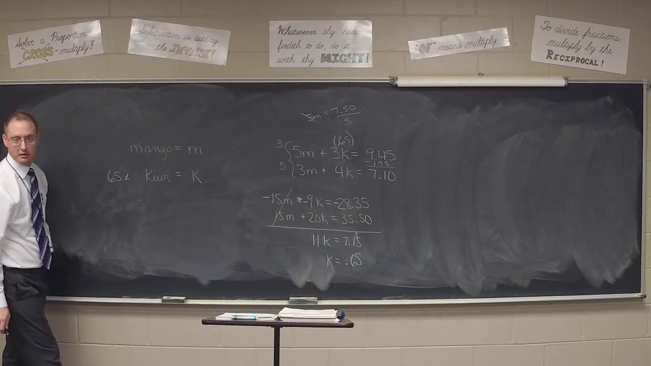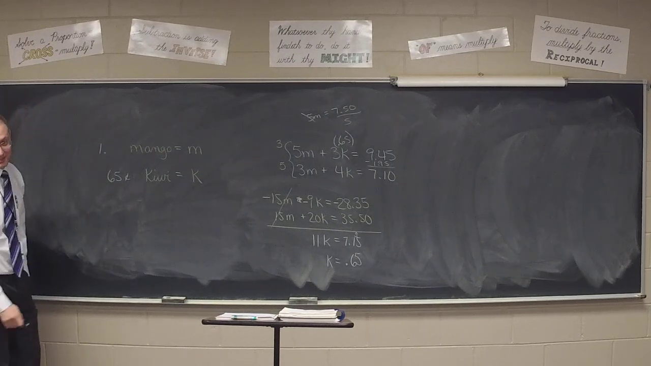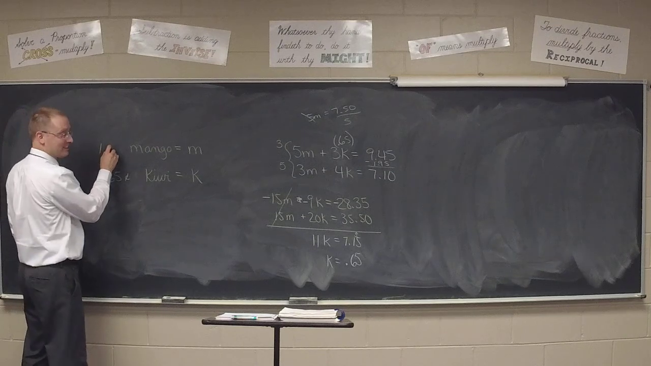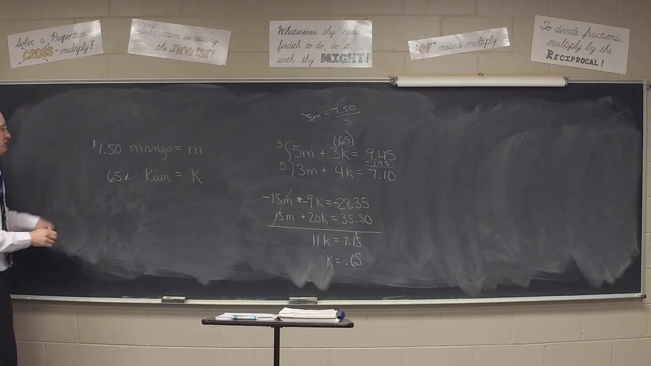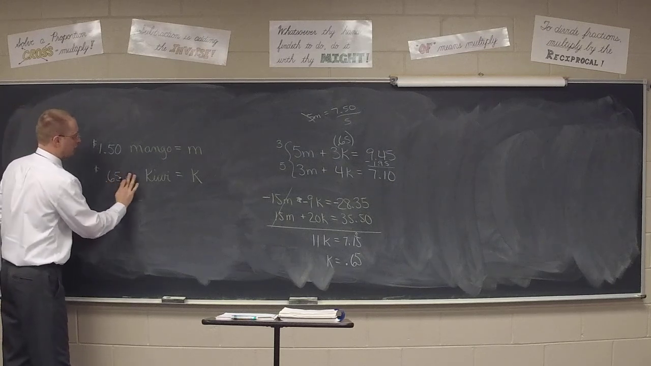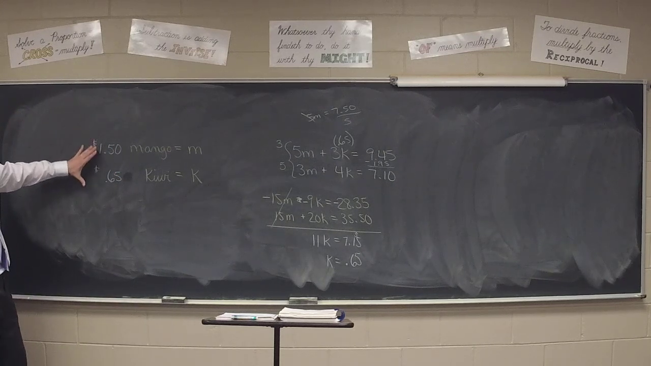5 goes into 7 one time with 2 left over. 5 goes into 25 5 times. Man, we're struggling today. All right, and so we get $1.50 a mango. I'm going to write it with the dollar notation. 65 cents for a kiwi, but that's not what it asked. That's what we needed to find first.